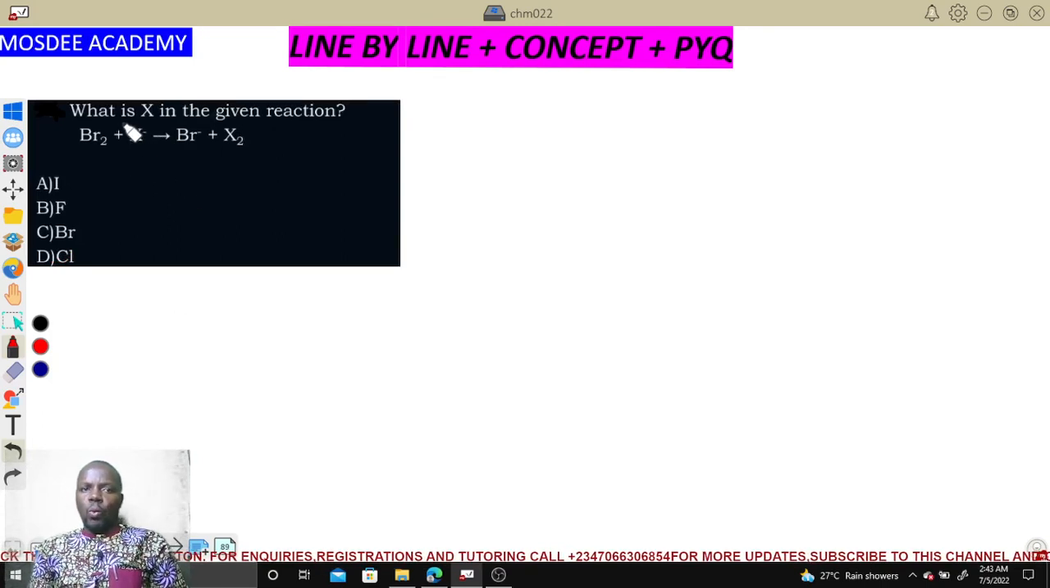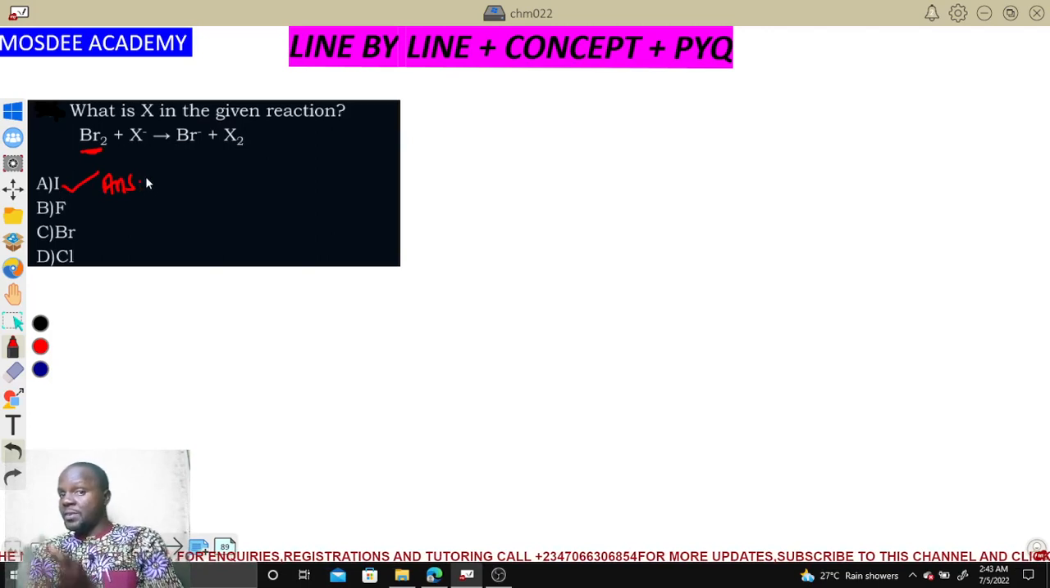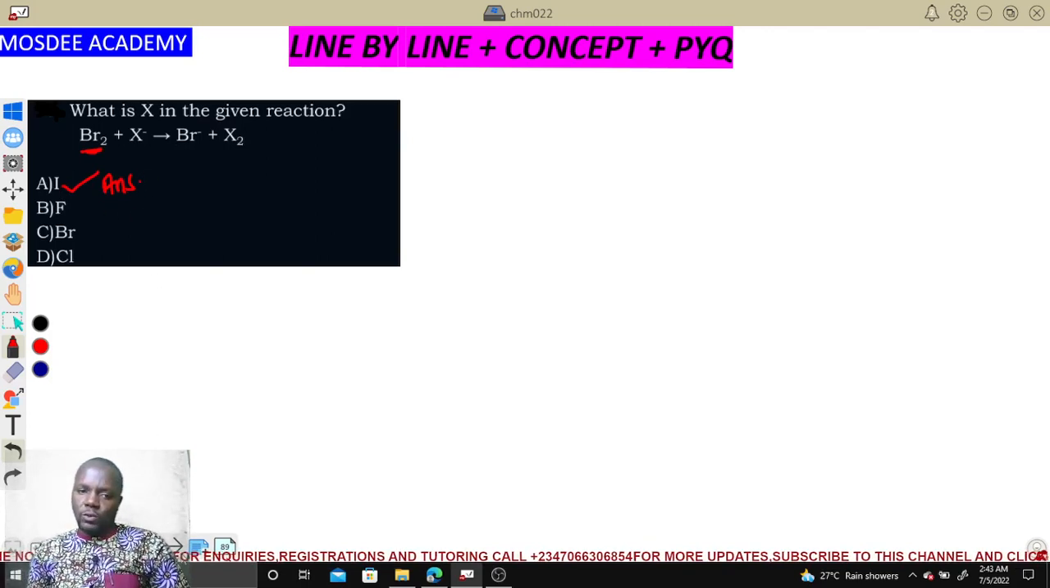Next one. What is X in the given reaction? Bromine. Bromine will oxidize, you know, we have fluorine, chlorine, bromine, iodine, and astatine. So bromine can only oxidize iodine, which is under it. So this will be the answer. Same concept, line by line. So the next one.